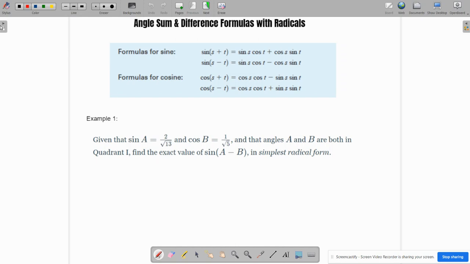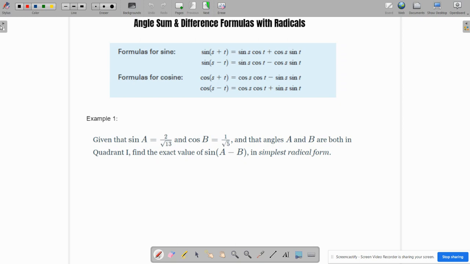Given that the sine of A equals 2 over radical 13 and the cosine of B equals 1 over radical 5, and angles A and B are both in the first quadrant, find the exact value of the sine of the quantity A minus B in simplest radical form.